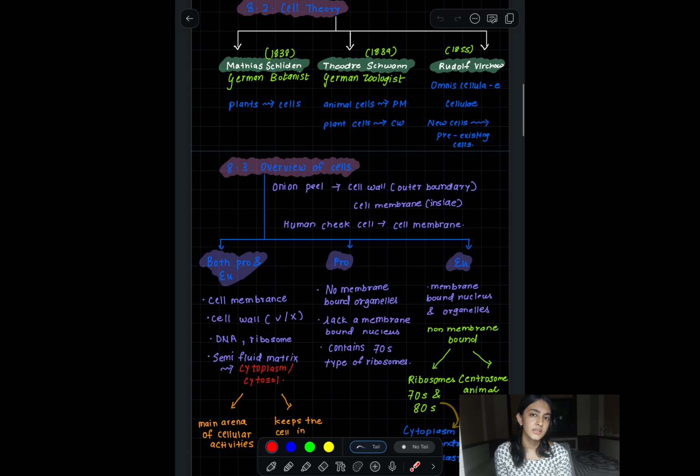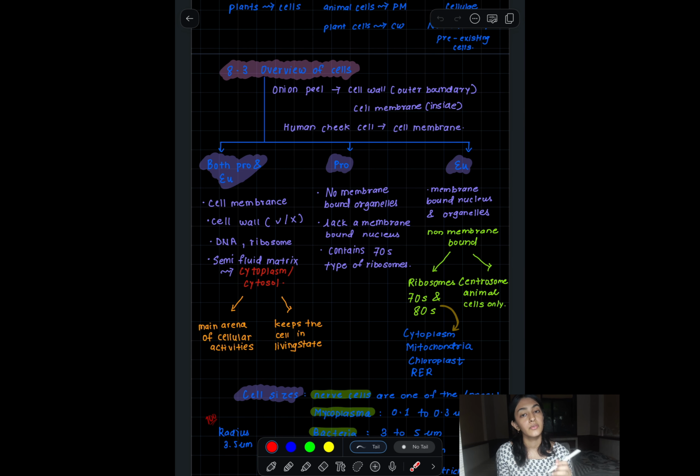Moving on to the overview of cell. Now in your 9th or 10th standard, you would have performed an experiment where you observed onion peel cells and human cheek cells. Did you notice something in that? Basically, onion peel cells are plant cells, so they have cell wall as their limiting boundary, and human cheek cells are animal cells, so they have plasma membrane as a limiting boundary.